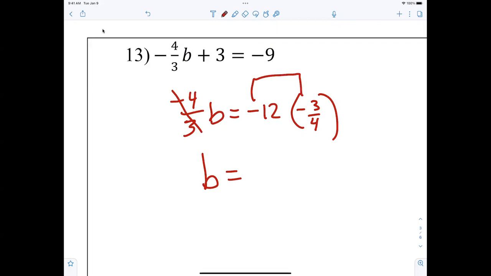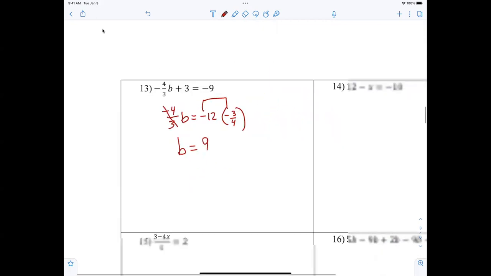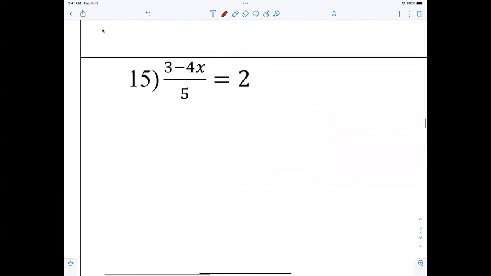Yes, good, good. All right, making progress. Making progress. Here we go. 15. Let's go. Beautiful. Stop there. Beautiful. Notice she didn't say anything. She just said 3 minus 4x equals 10. Now what?